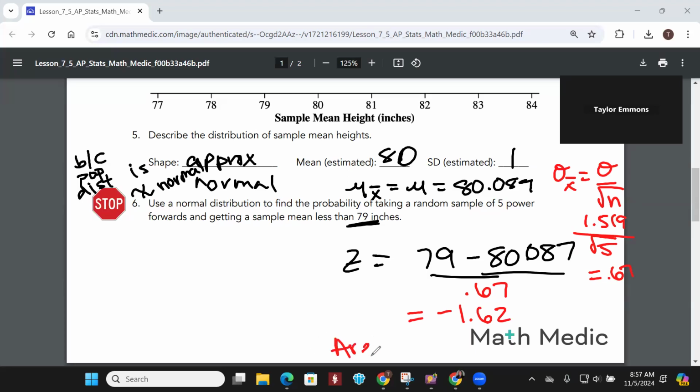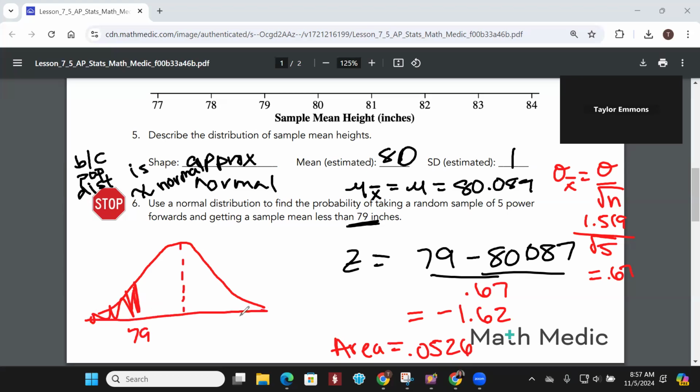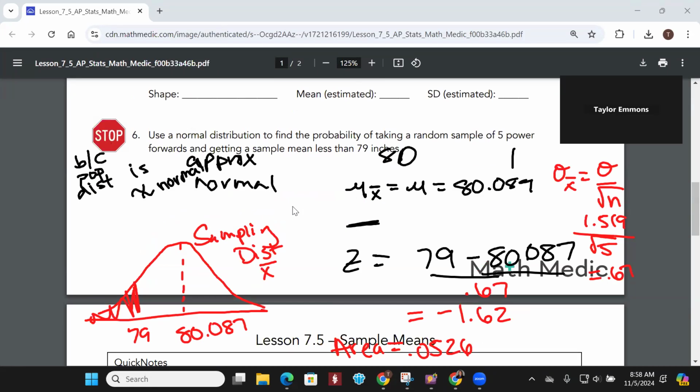So our area, once you go into the z table, is going to be 0.0526. Remember, when you talk about a normal distribution, you've got to draw the curve. And we're talking about 79 and below. And our mean is 80.087. This is the sampling distribution of x bar. When you're done, flip it. Almost done.